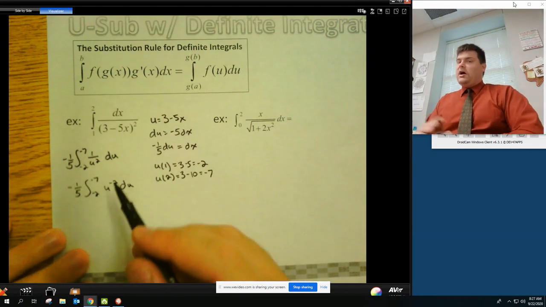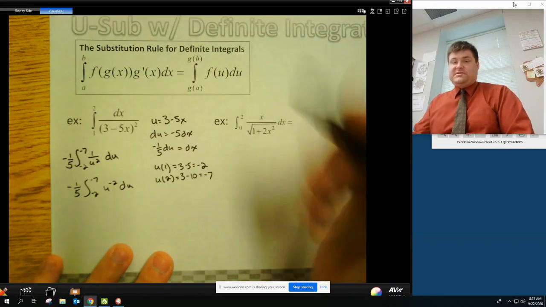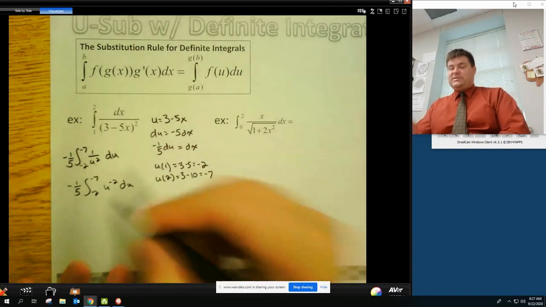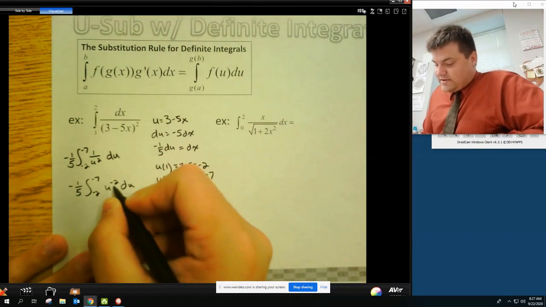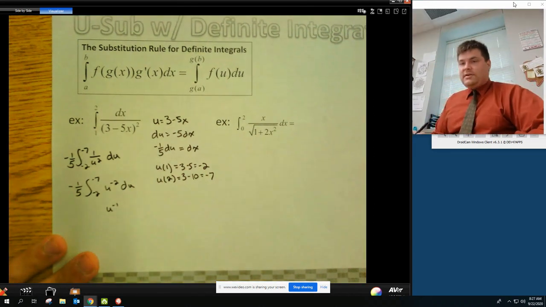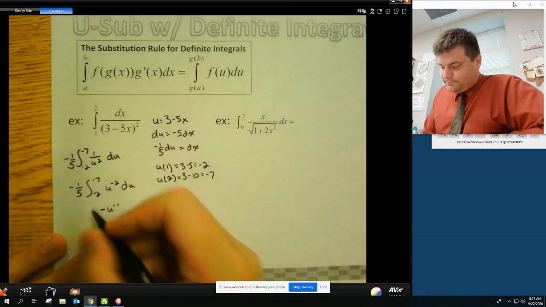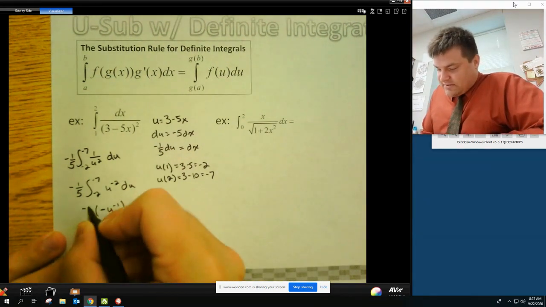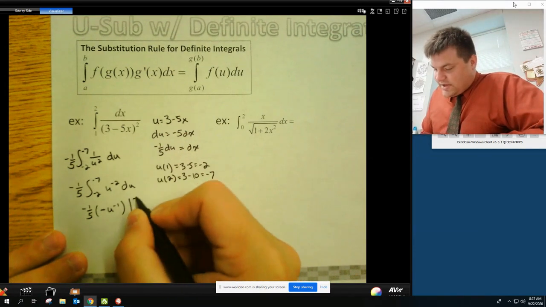Now, I no longer have to change it back, which is super nice for the definite integration of u-sub. I do not need to change it back. I can just leave everything in terms of u's because I'm going to end up getting a number anyway. So the antiderivative of that is going to be u to the negative 1, divide by that, so it's going to turn into a negative u to the negative 1 times the negative 1/5 out in front, evaluating it from negative 2 to negative 7.